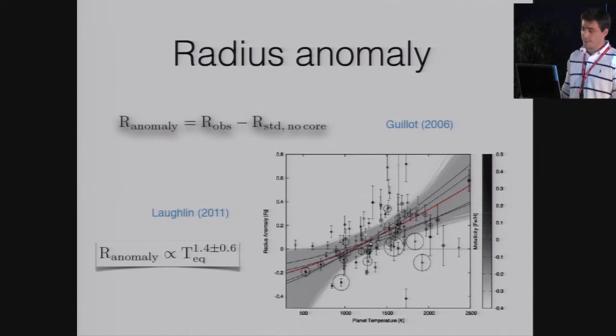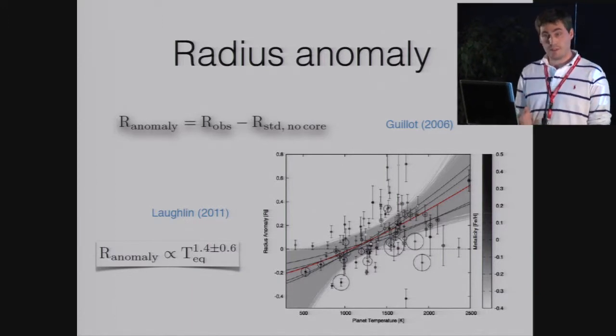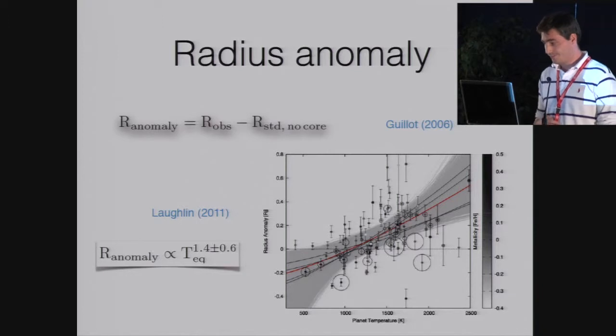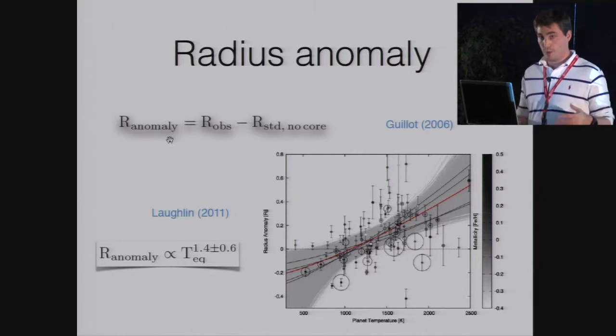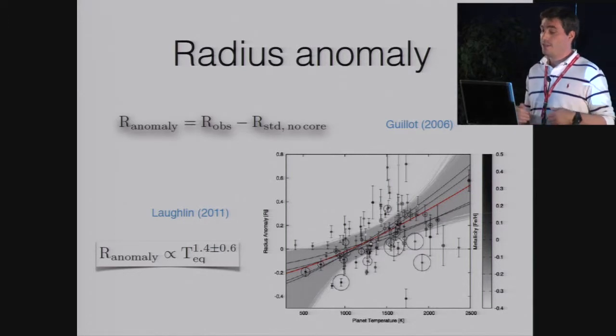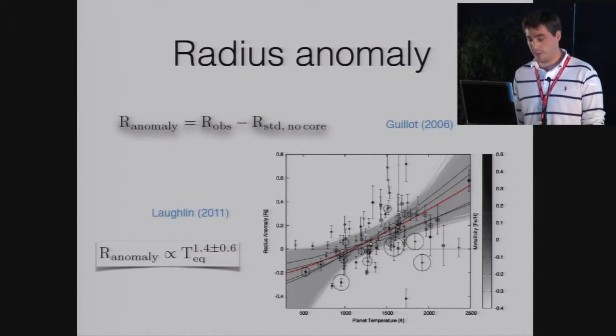And let me start by defining the radius anomaly, which is equal to the difference between the observed radius and the radius of a theoretical standard model with no core, of the same mass and same equilibrium temperature. So this radius anomaly should be equal to 0 if the model is reproducing the observation perfectly. If it's above 0, that means the planet is inflated, so you need some kind of inflation mechanism to explain that. If it's below 0, then you need some kind of heavy element inside the planet to explain the observation.